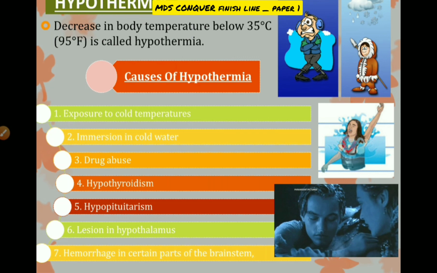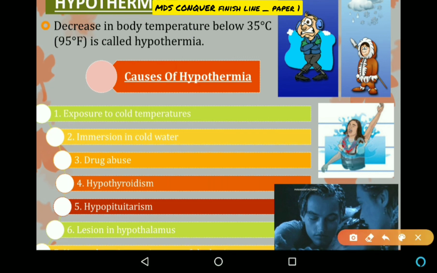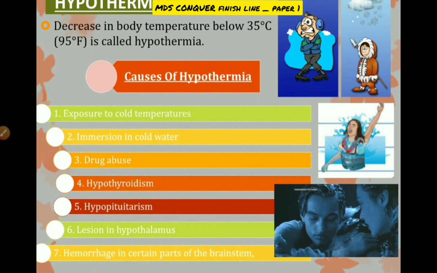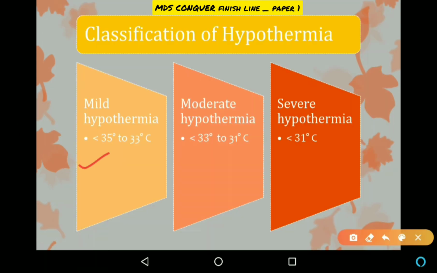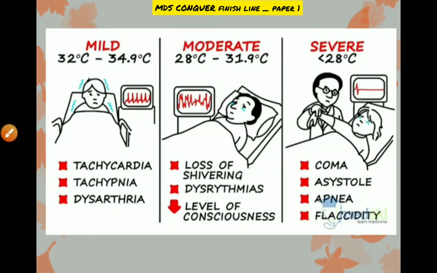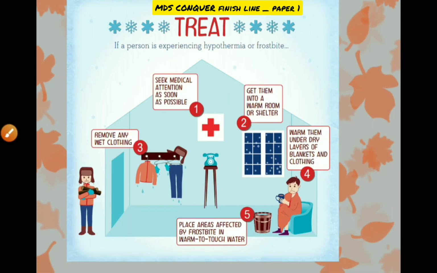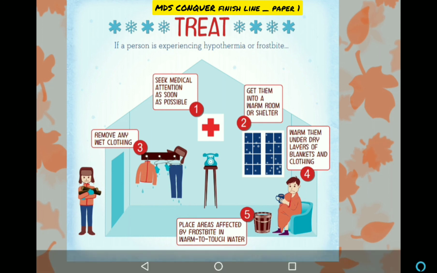Then that is regarding hyperthermia. Then coming to hypothermia, hypothermia is below 35 degrees Celsius. So these all are the causes of hypothermia. Again, the classification of hypothermia based on the temperature will be like this: mild, moderate and severe hypothermia. And this box will give the symptoms of mild, moderate, and severe hypothermia. You can write the symptoms and treat the hypothermia like this.